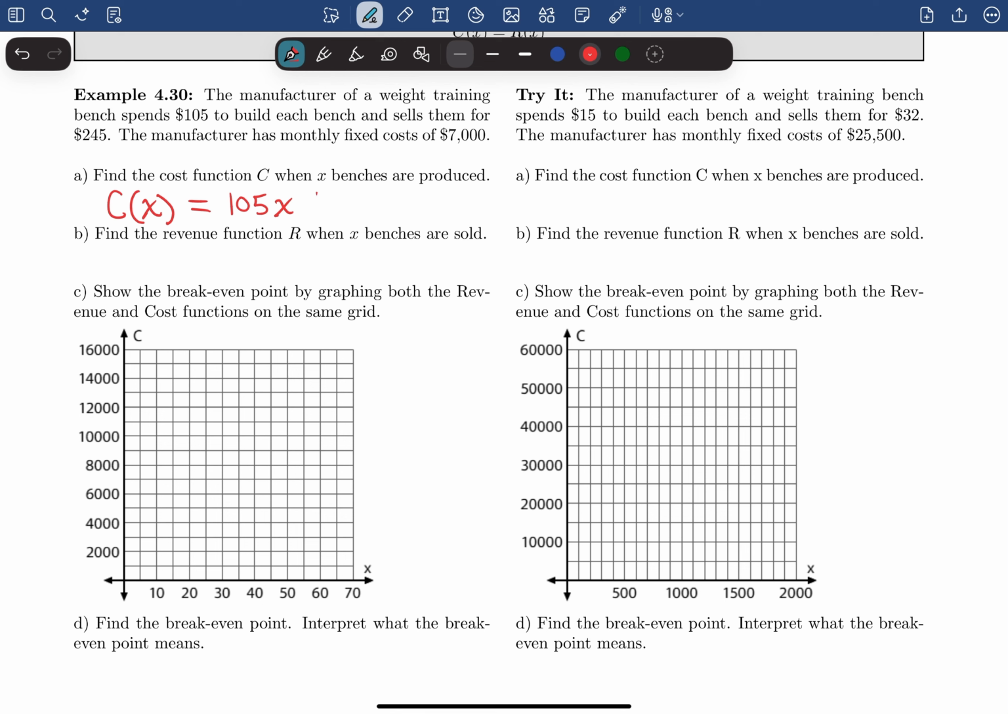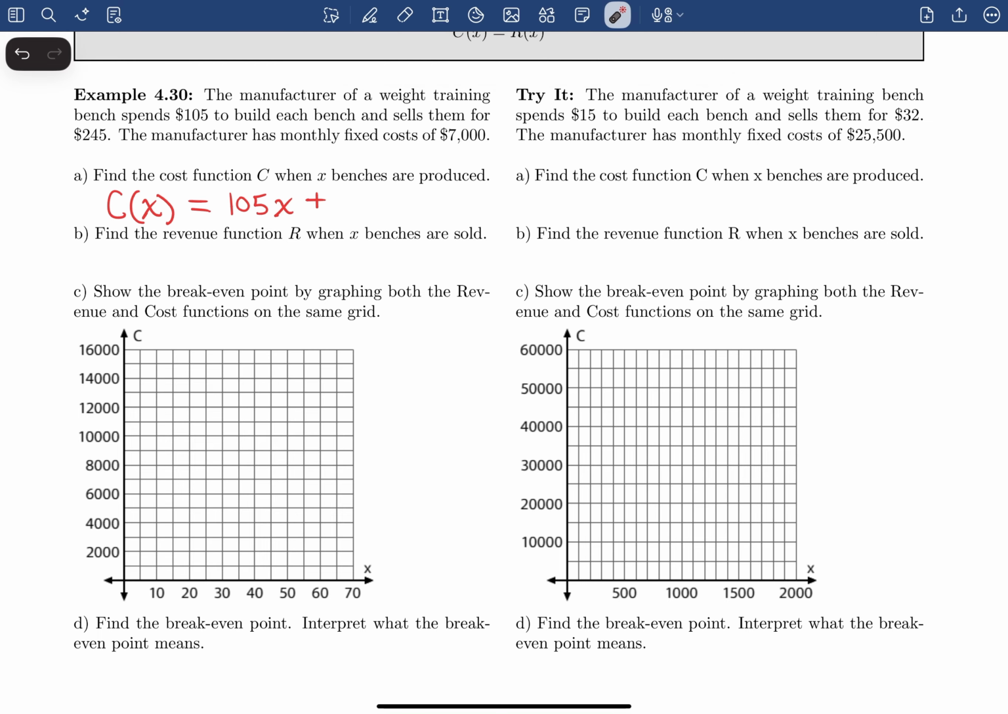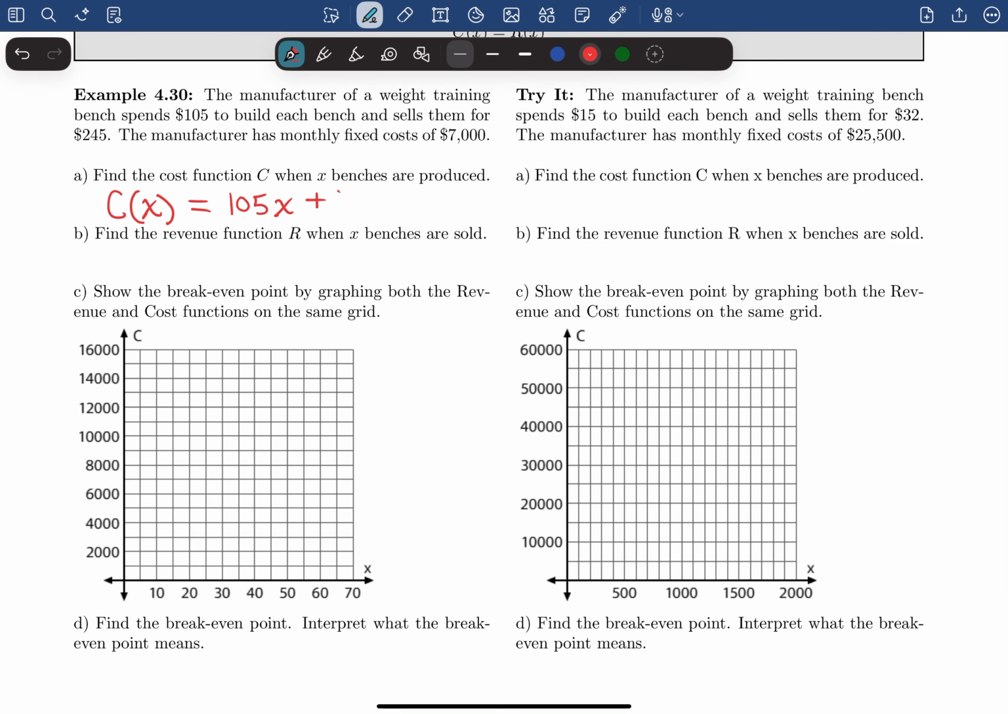But then that's not our only costs. There are also fixed costs. So in this case, the manufacturer has monthly fixed costs of $7,000. So I have to add on that $7,000 of costs to the cost function. So we now have the cost function.